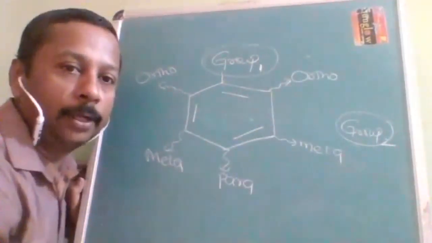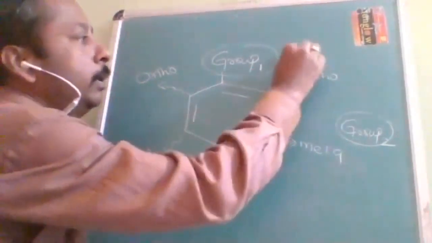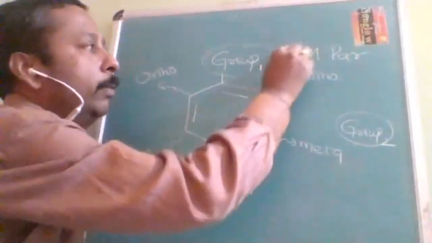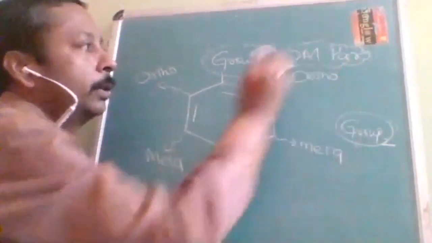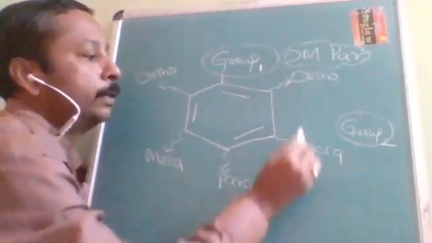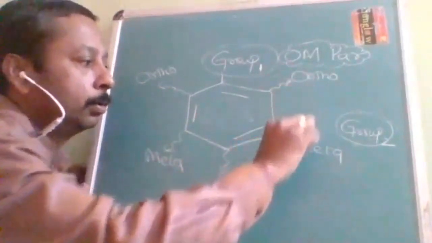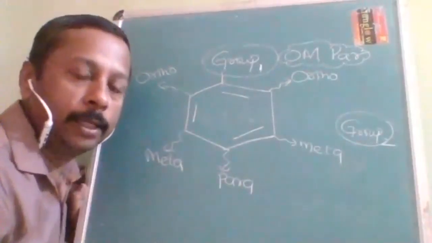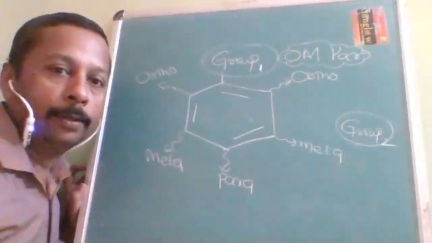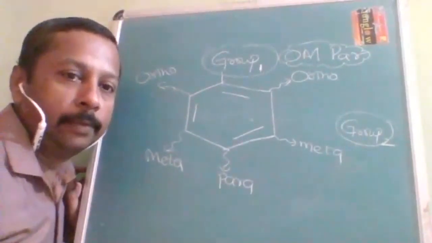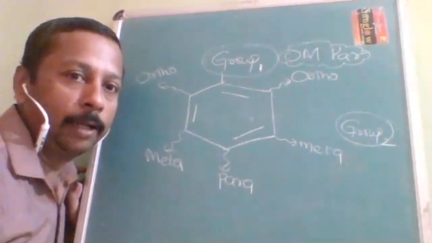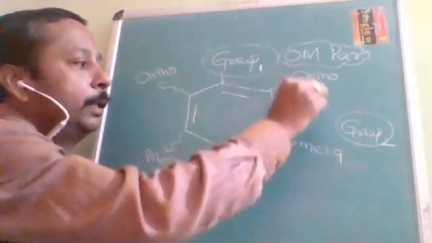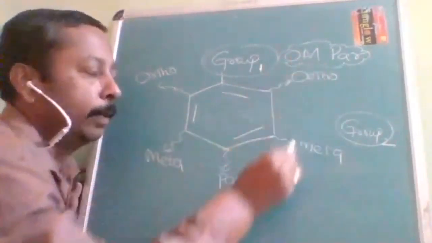you take the name of Lord Shiva: Om Parameshwara. This is the technique to remember this sequence. Om means ortho, M means meta, PAR means para. Some students forget this sequence in the tension of the exam. So when you are tensed, take the name of Lord Shiva, Om Parameshwara. He is going to help you and remind you that the series is ortho, meta, para.